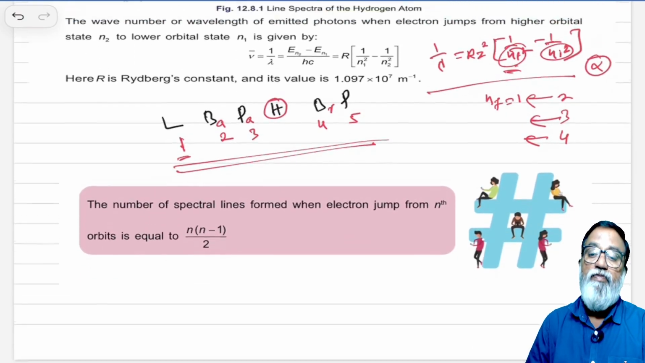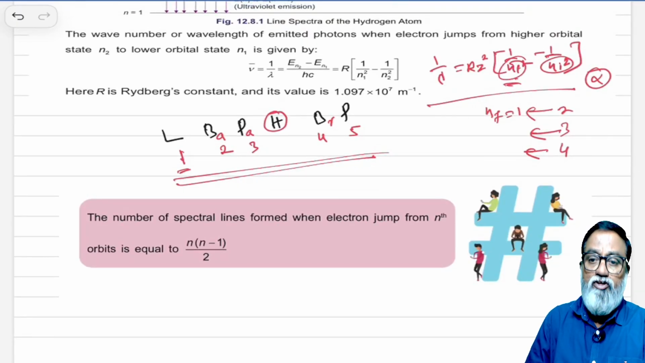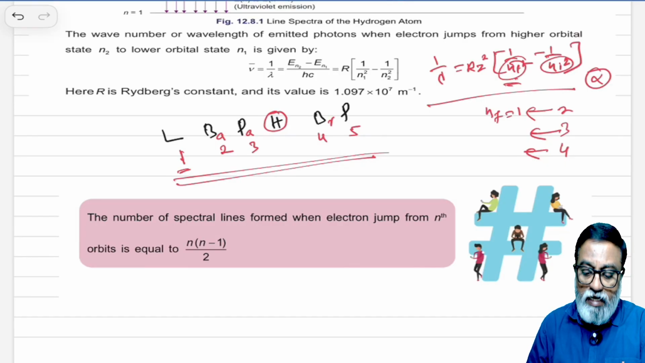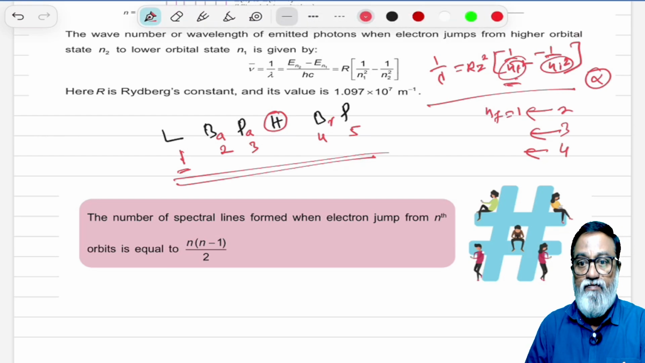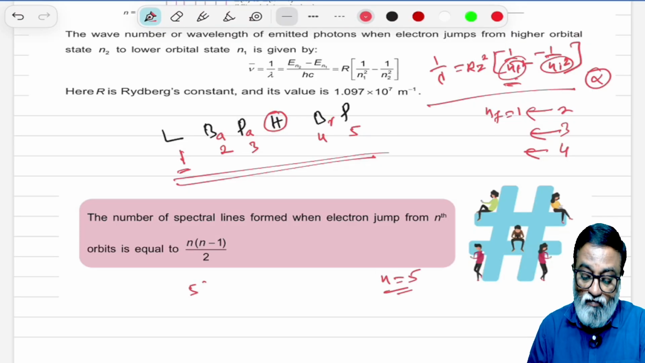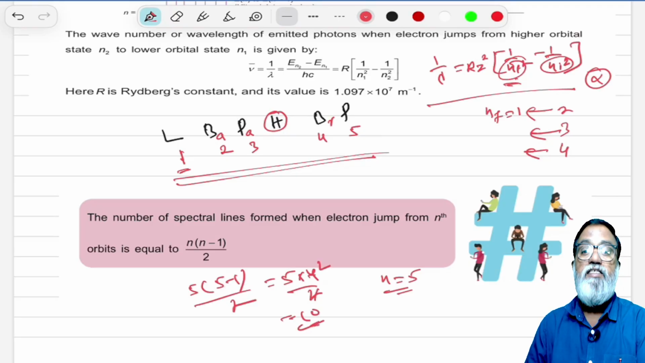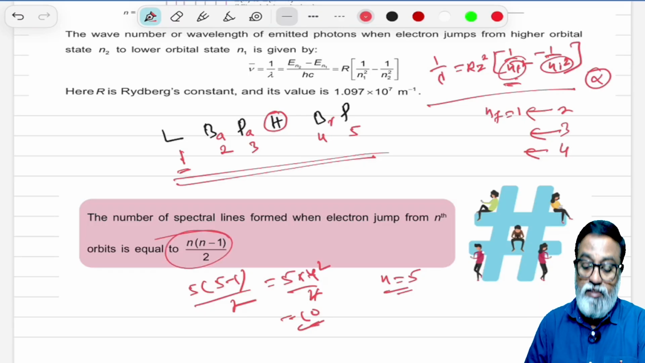Another important thing, whenever an electron is excited to a higher energy level, during de-excitation it emits a photon. The number of spectral lines and number of photons emitted is equal to n into n minus 1 by 2. For example, if it is excited from ground state to fourth excited state, it means n is equal to 5. Put n is equal to 5 here. 5 into 5 minus 1 by 2. Therefore, 5 into 4 by 2, that is 10. Therefore, 10 spectral lines can be emitted. This is very, very important. This is the number of spectral lines emitted, n into n minus 1 by 2.